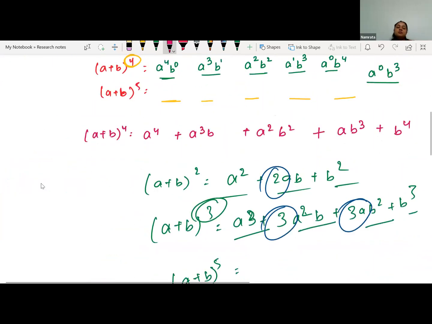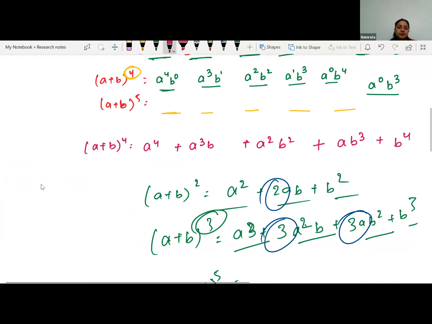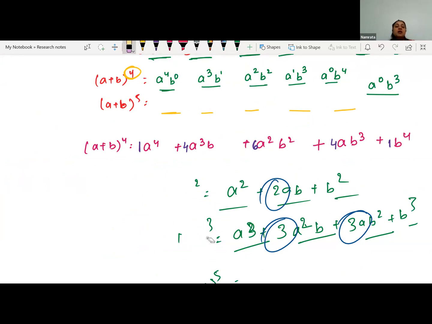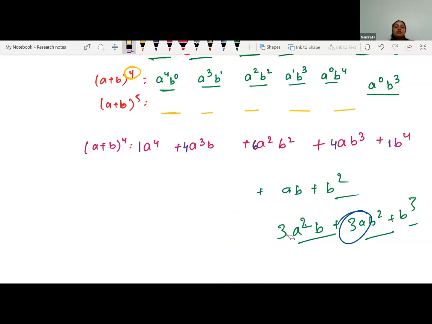So that means the coefficient will be 1, 4, 6, 4, 1. Are you getting it? Yes, ma'am. When the power is 5, let's do one more. When the power is 5, how we can expand it according to the pattern which we have observed, and by taking the help of course, Pascal's triangle for the coefficient. Let's see.